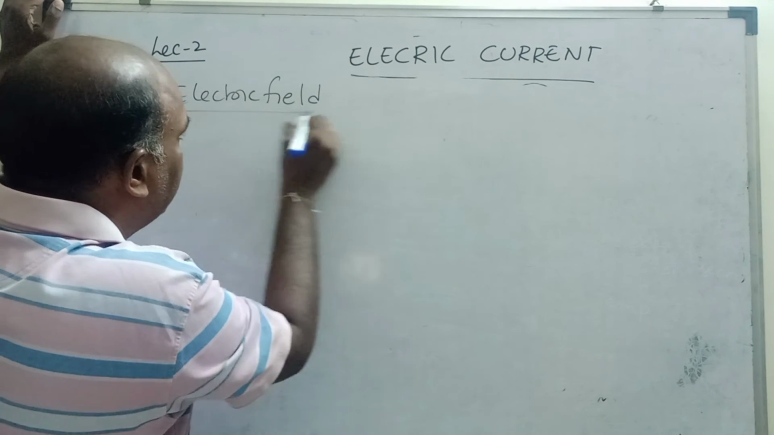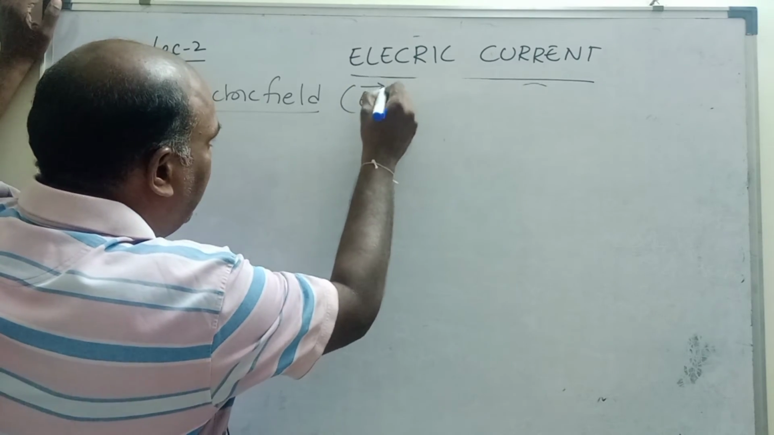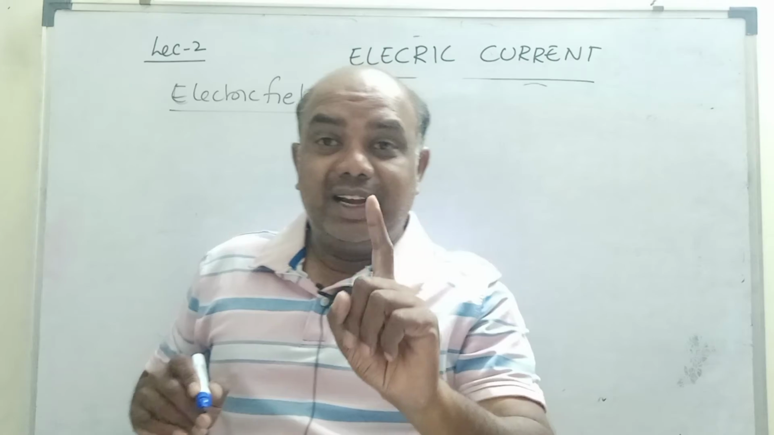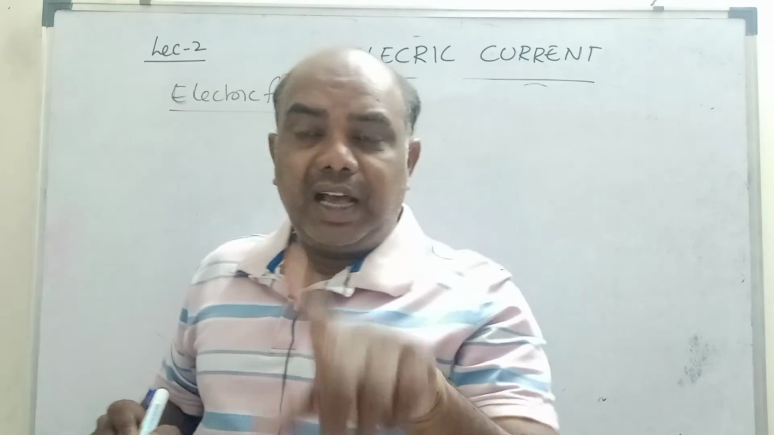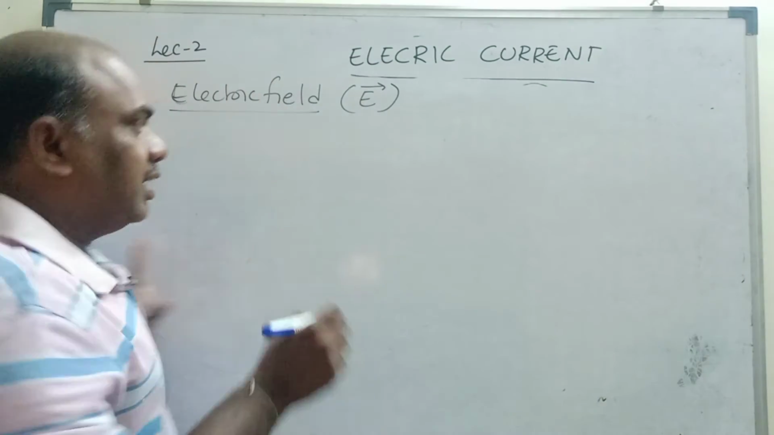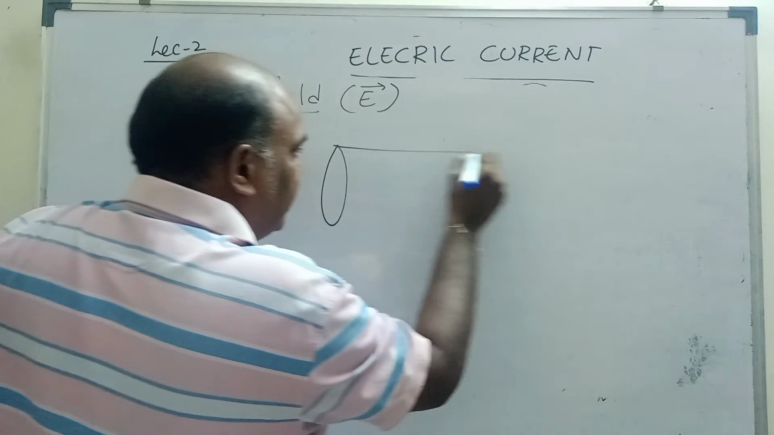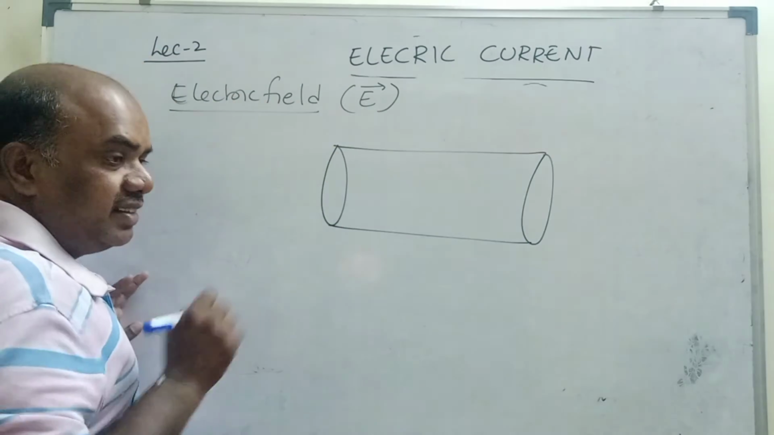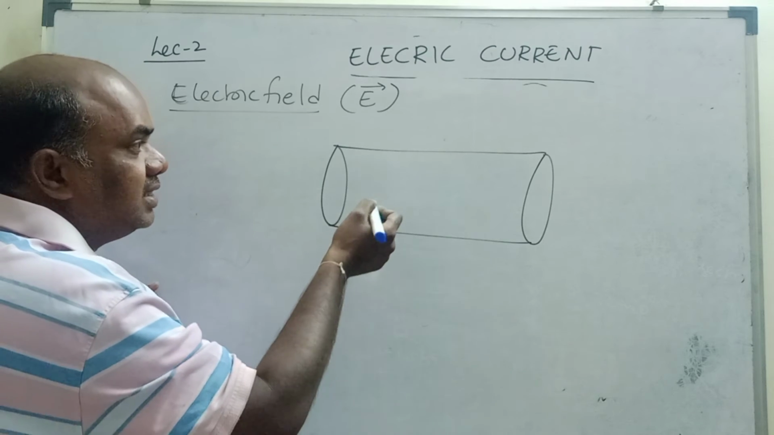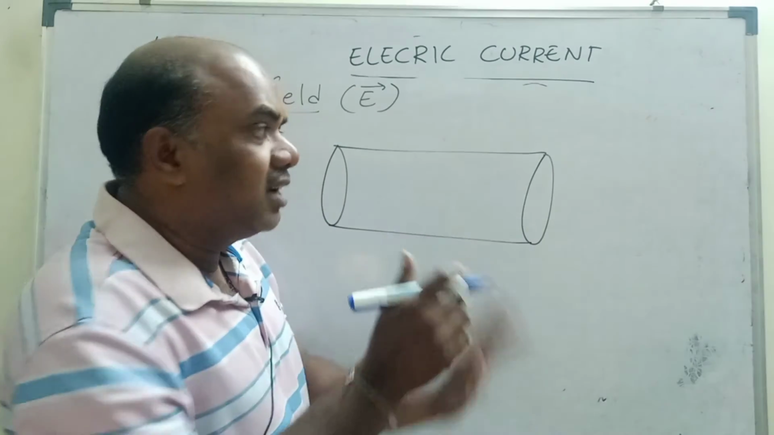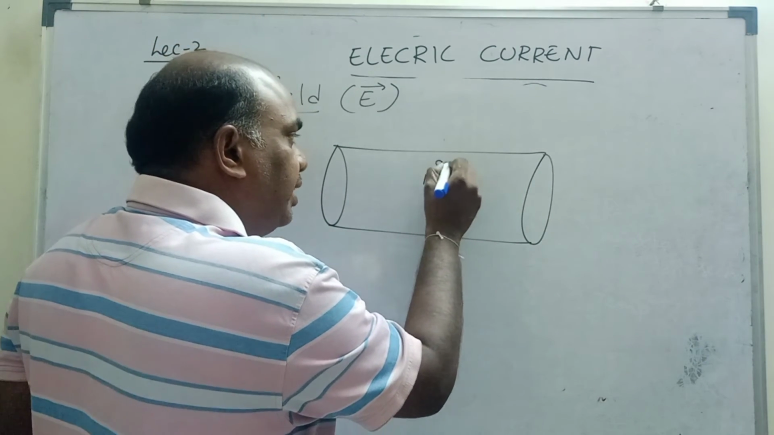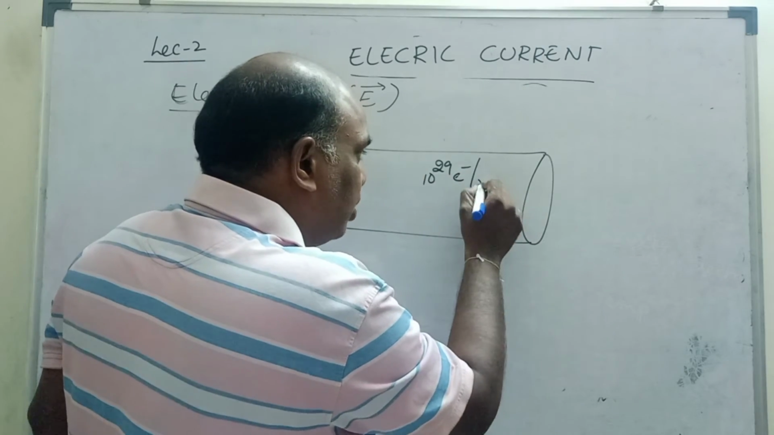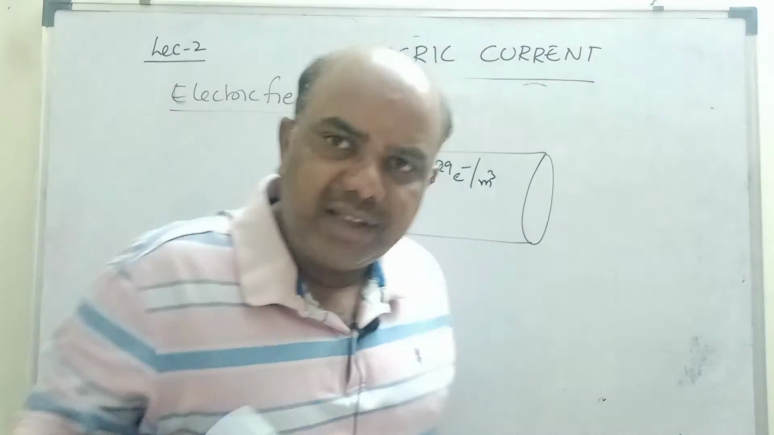Electric field is denoted by E bar. Electric field is a vector. Try to understand, children. Electric field is a vector. Current is a scalar. What is meant by electric field we will see. Let us consider this is a cylindrical conductor. This cylindrical conductor consists of so many electrons. I told you 10 power 29 free electrons per cubic meter. Cubic meter means you can write meter cube or cm as you wish.